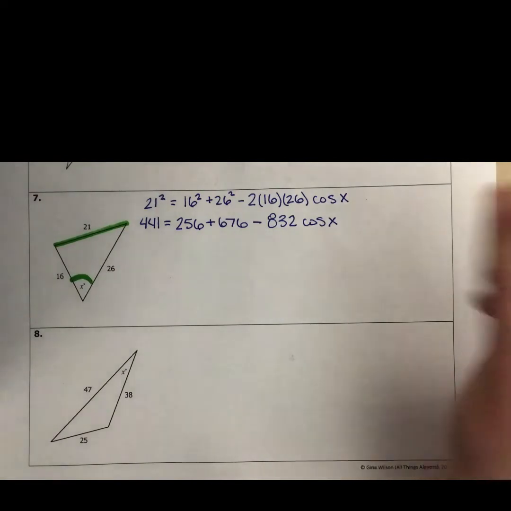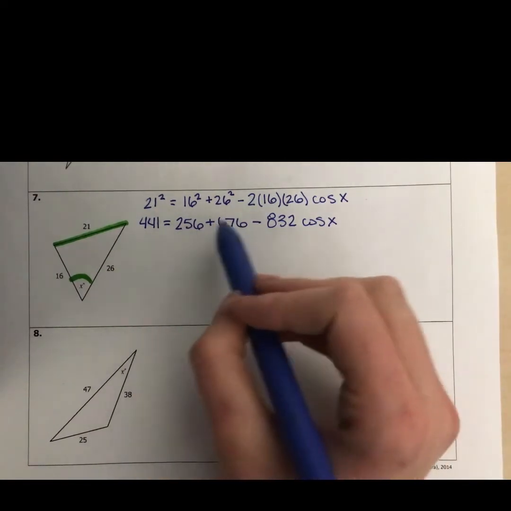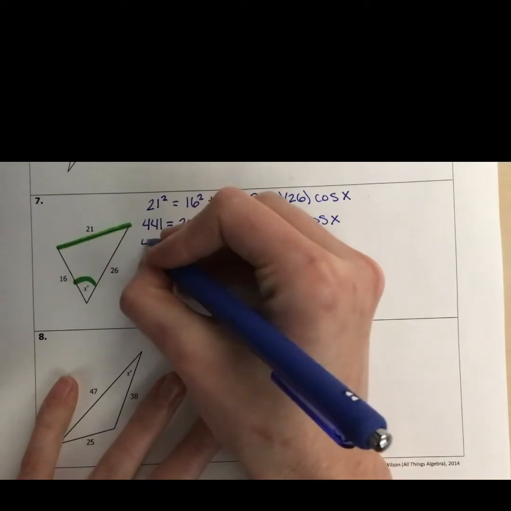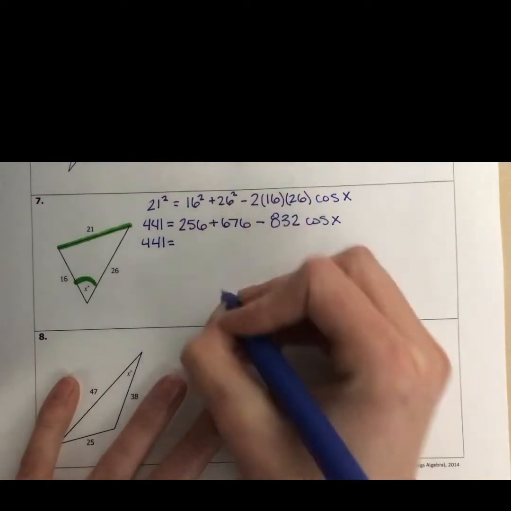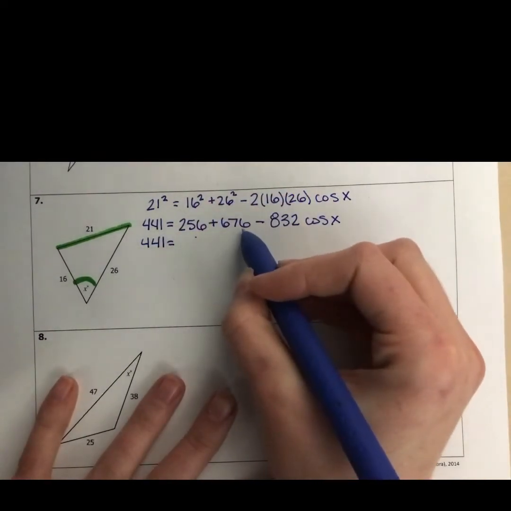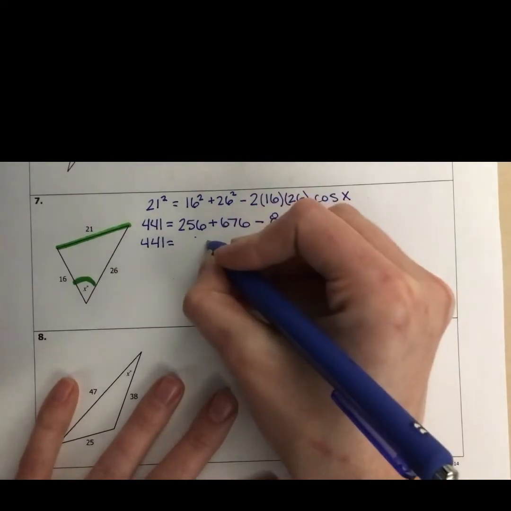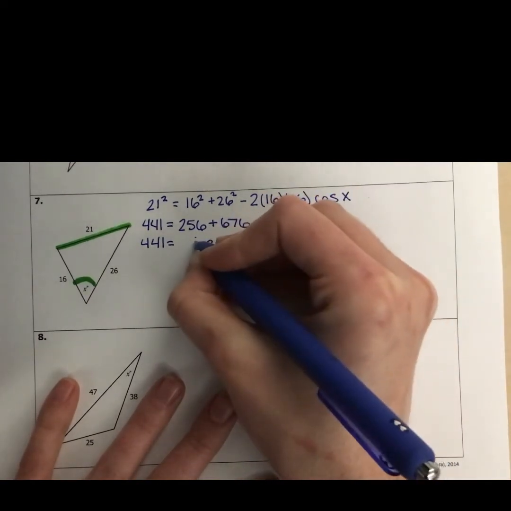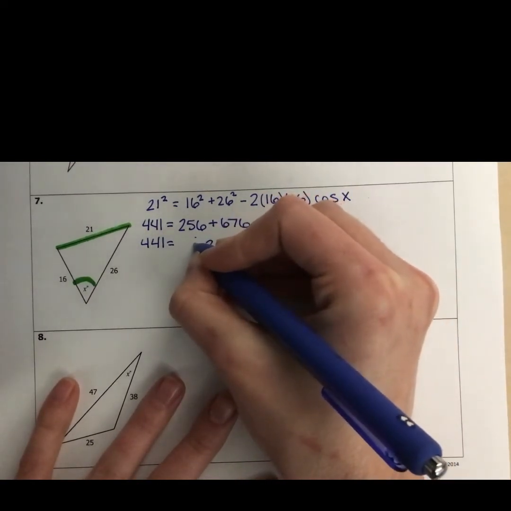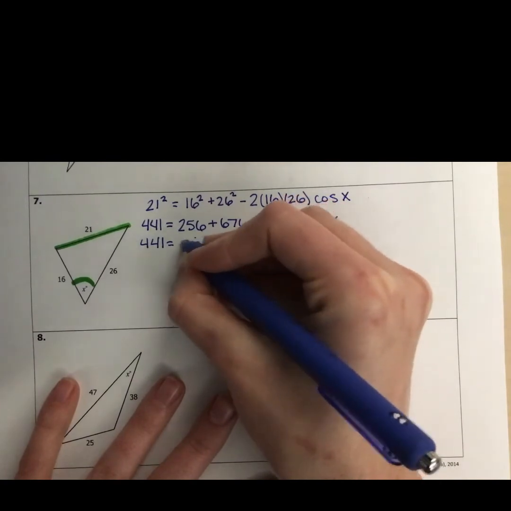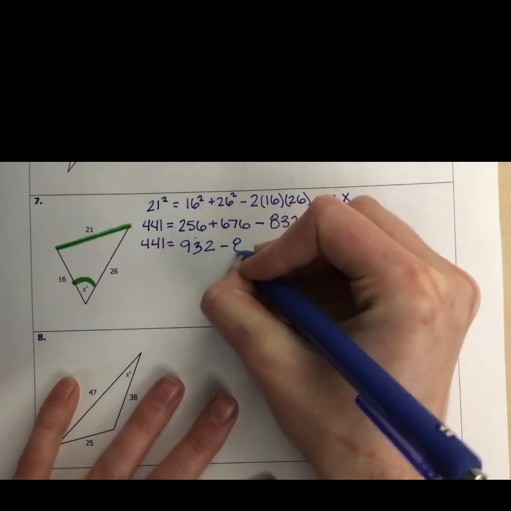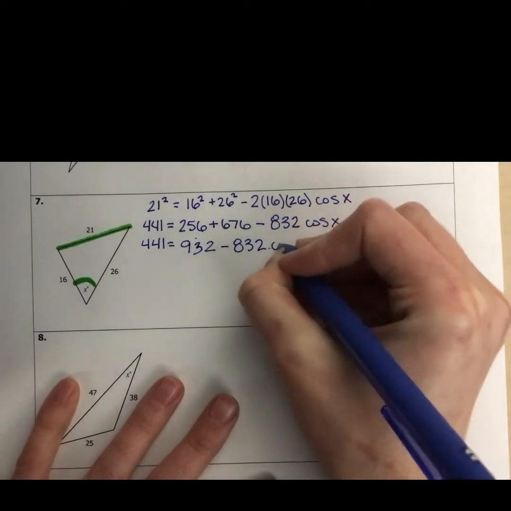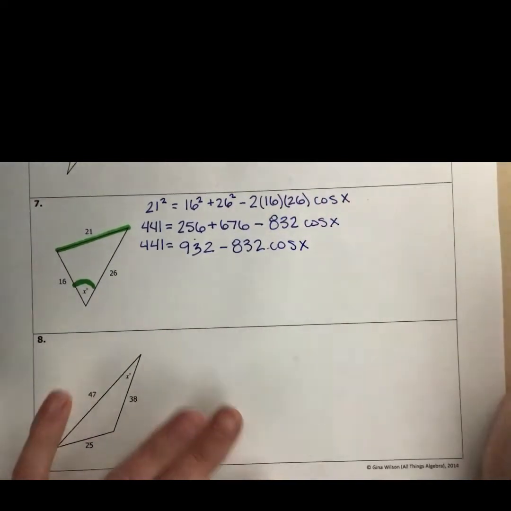Well, I can combine these like constant terms on this side before I move them over. So let's do that. 256 plus 676 would give me 932 minus 832 cosine of X.